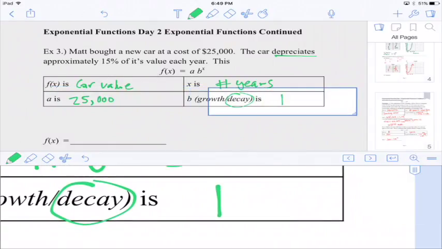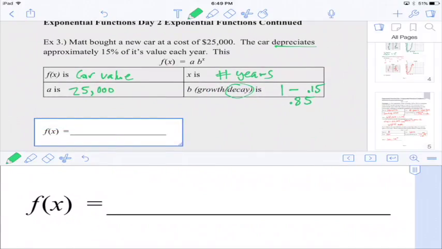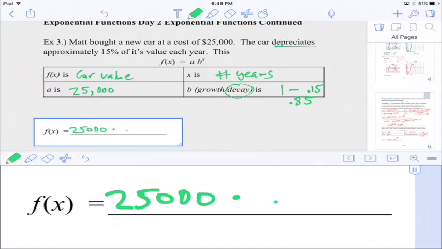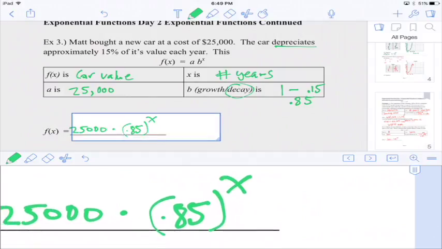Remember, I start with my 1 plus or minus the rate. In this case, since it's decaying, I'm going to say minus my 15%. So 1 minus 15% is 0.85. So my function is 25,000 times 0.85 to the x power. That's it.